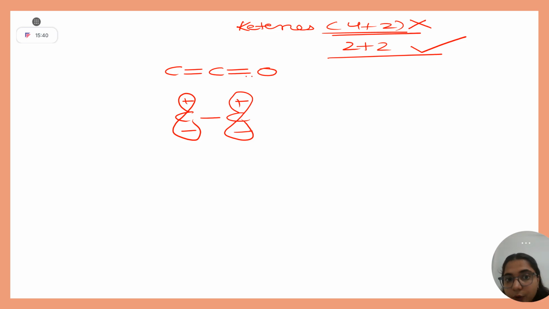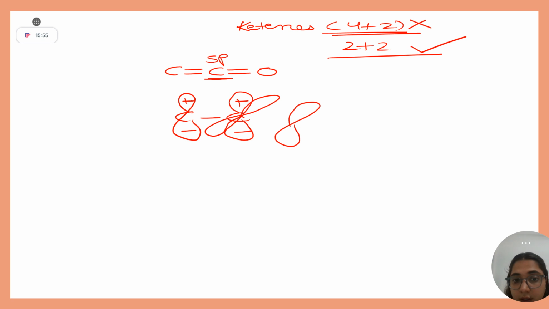And this C double bond O pi orbital, how can they be perpendicular, students? Because can you tell me the hybridization of this carbon? This is sp, right? So in order to have that overlap, it is like this. But you know that only this part is going to take part in your cycloaddition, whether it is 4 plus 2 or 2 plus 2, right? So we will talk about this part.